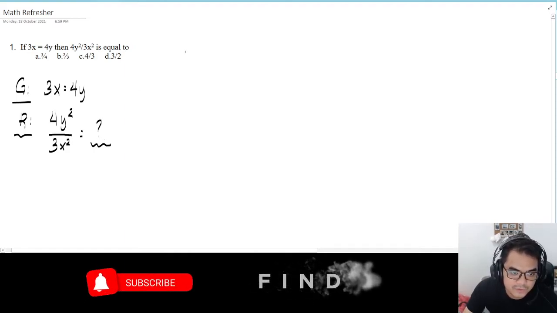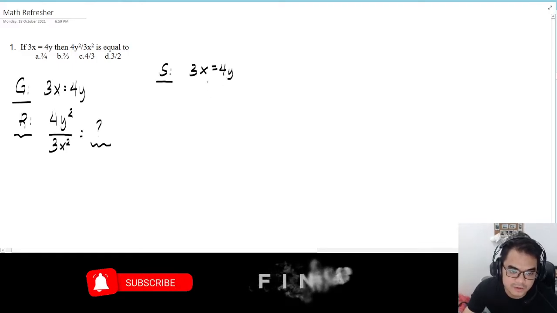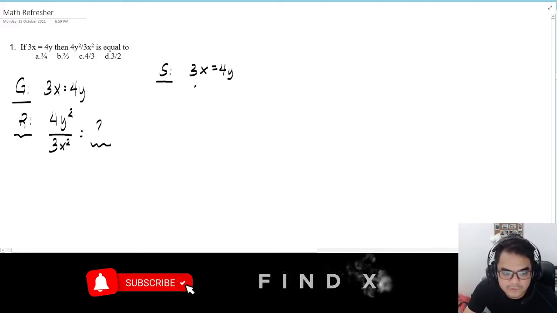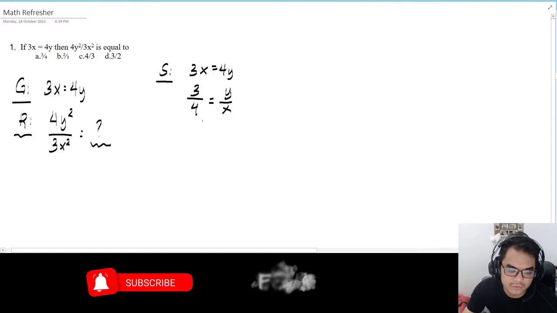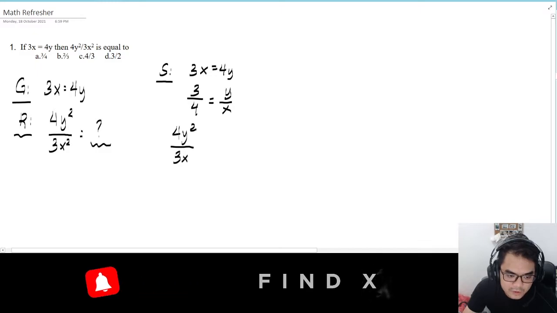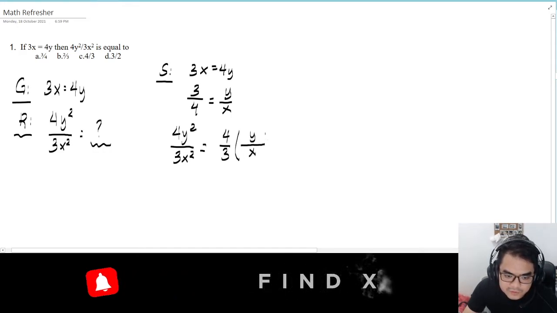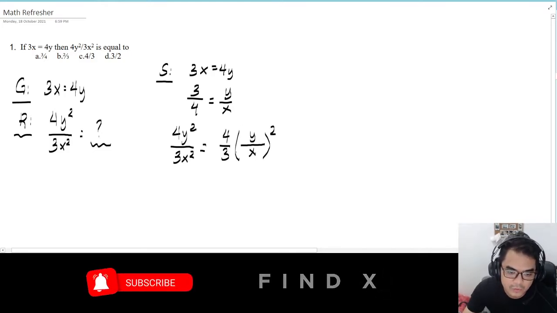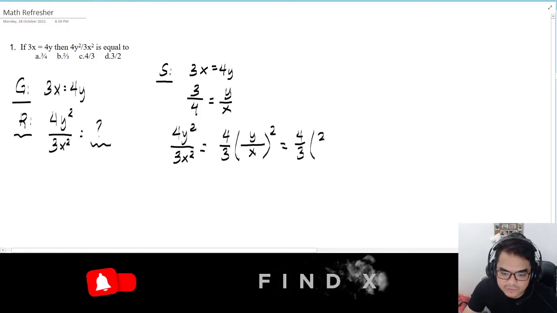First of all, for the solution, we have 3x equal to 4y. What I can do here is isolate y over x, so we have y over x equal to 3/4. Now going back to 4y squared over 3x squared, I can rewrite this as 4/3 times (y over x) squared. We already have a value for y over x, so this is 4/3 times the quantity 3/4 squared.